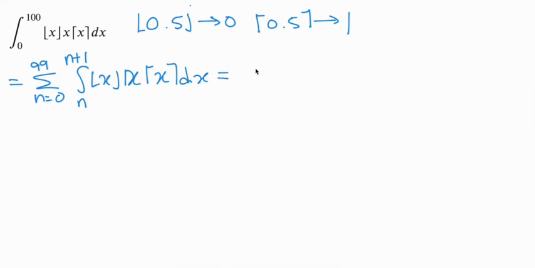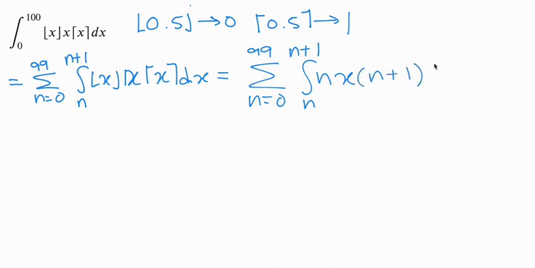Now I can rewrite this as a summation from n equals 0 to 99 of the integral from n to n plus 1. What I can do is replace the floor function with n, and I can replace the ceiling function with n plus 1. This is as the maximum value of the integral for each of the iterations is going to be n plus 1, and the minimum value will be n. And from the definition of a floor, the minimum value is going to be equal to the floor each time, and the maximum value is going to be equal to the upper bound, which is n plus 1.